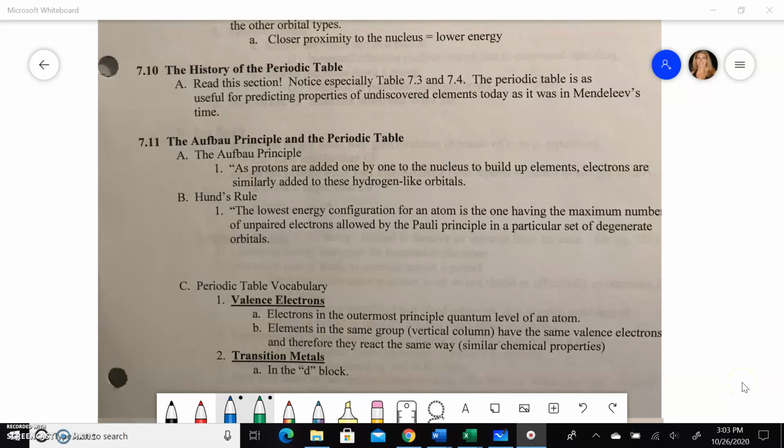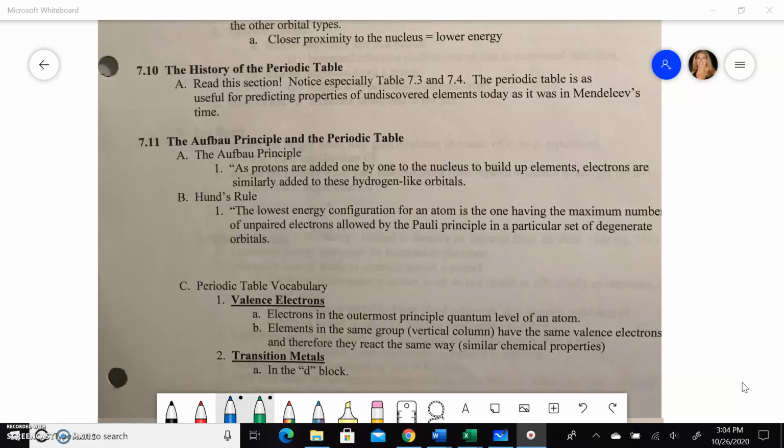All right, this is the last section of chapter 7. The first part of this is just some history of the periodic table, so if you get a chance, go ahead and read through that in the textbook. They talk about Mendeleev and how he was so important because he was able to predict the properties of undiscovered elements, and for the most part, he was right. So he is really famous for that, and they also talk about Moseley and some of the other scientists that contributed to the current periodic table. So go ahead and read through that in the textbook when you get a chance.